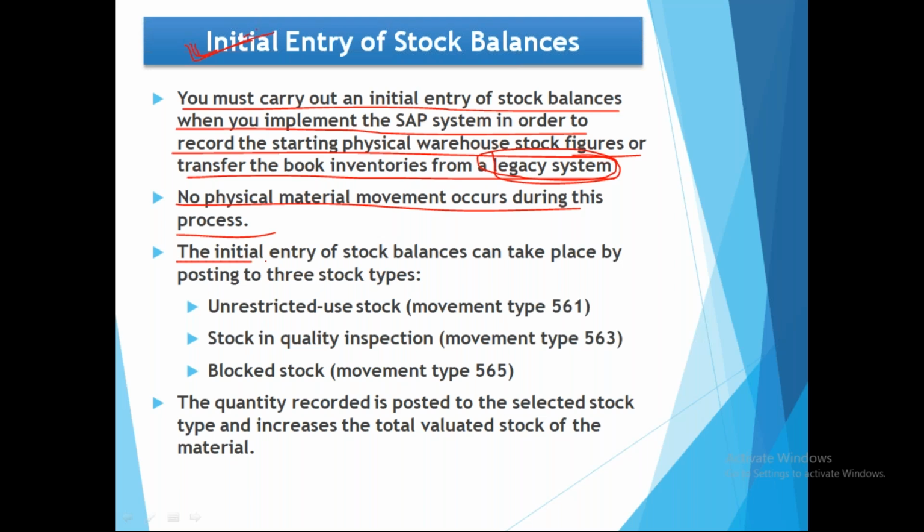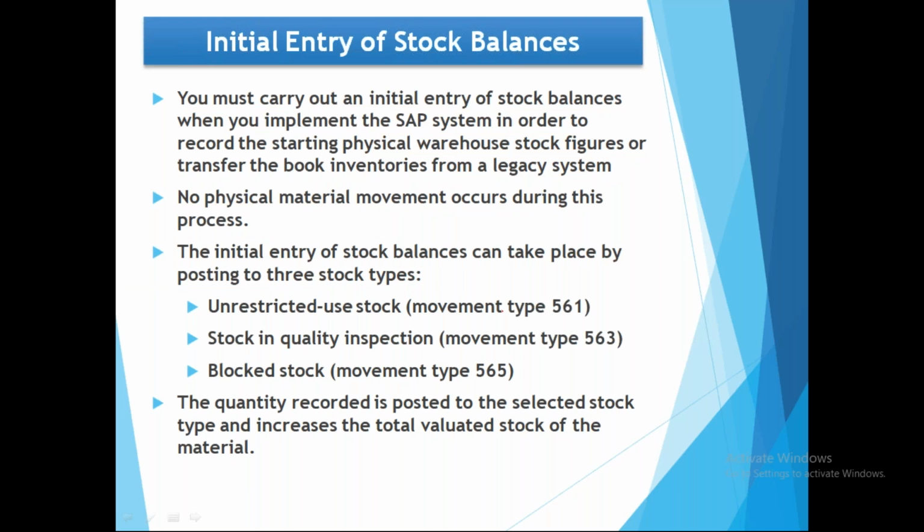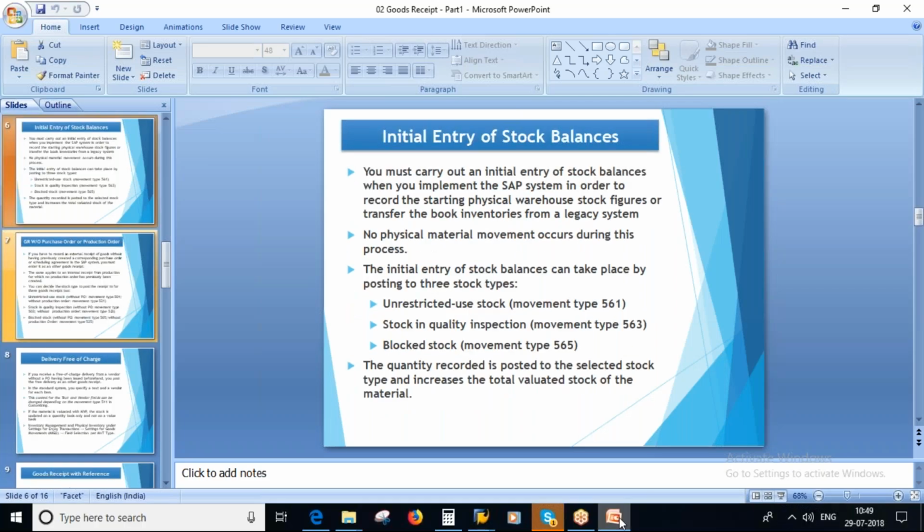Again, the initial entry of stock balances can take place by posting to three stock types. You can post directly to unrestricted use stock, movement type 561, stock in quality inspection, movement type 563, and blocked stock, 565. The quantity recorded is posted to the selected stock type, and it increases the total valuated stock of the material. Normally they load through movement 561. So let's do this in the system.